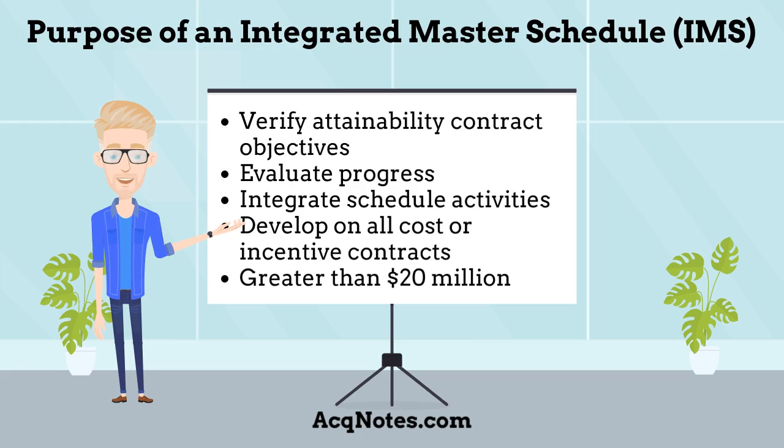What is the purpose of the Integrated Master Schedule? The purpose of the IMS is to verify attainability of contract objectives, evaluate progress toward meeting program objectives, and integrate the program schedule activities with all related components. The program manager develops an IMS on all cost or incentive contracts, subcontracts, government interagency acquisition work agreements, and other agreements valued at greater than $20 million.